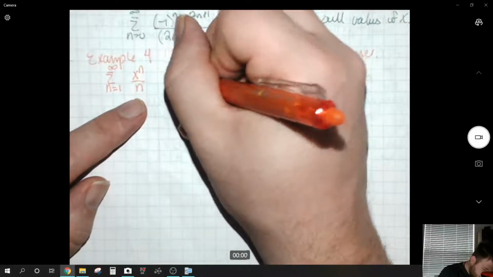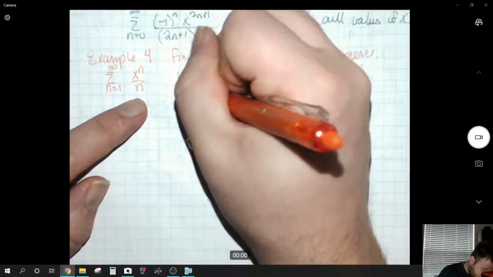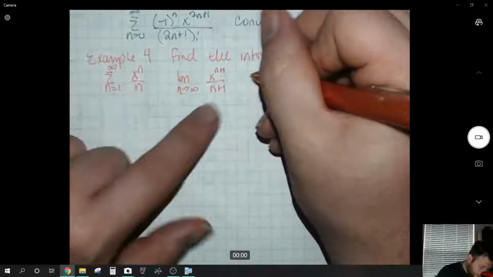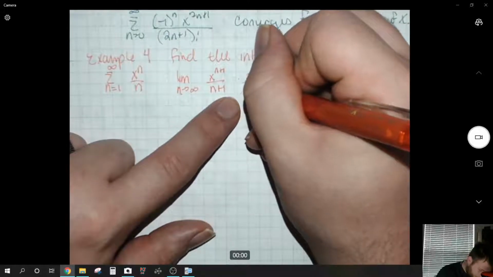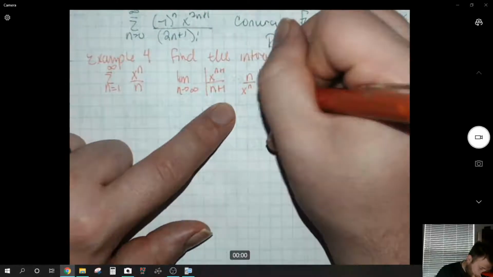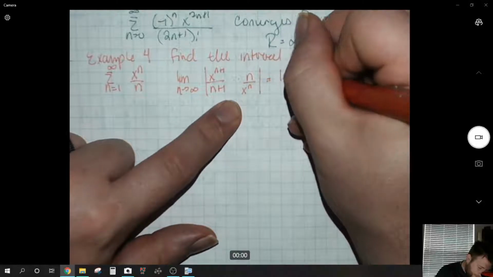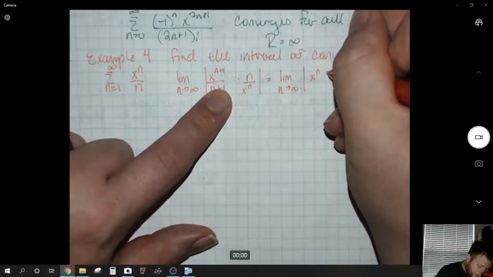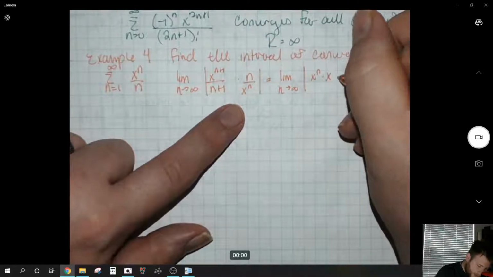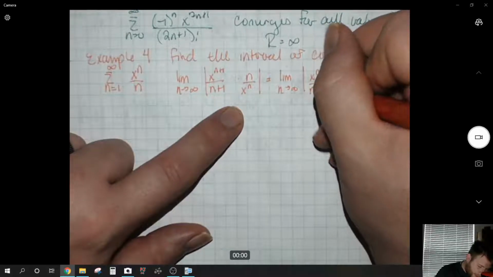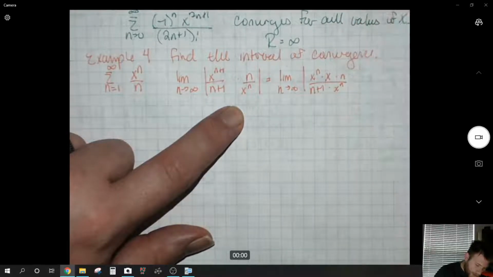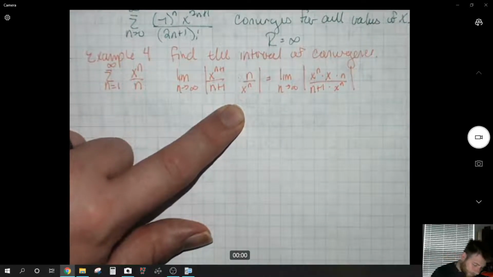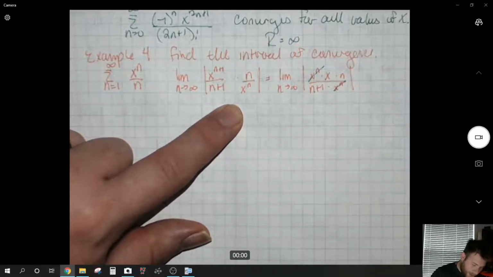The ratio test. The limit as n approaches infinity of x to the n plus 1 over n plus 1 times n over x to the n. Absolute value of that, the limit as n approaches infinity of the absolute value of x to the n times x times n divided by n plus 1 times x to the n. And then from here we can clearly see that this guy here cancels out.